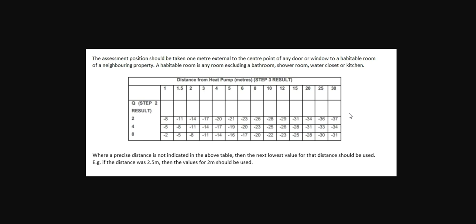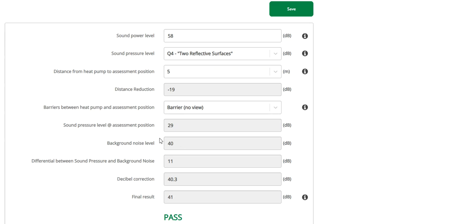So once you've got that measurement, it'll then combine your Q value with the distance from the heat pump. So say you had Q4 at a distance of 5 metres, and it will apply minus 19 to your calculation. So you can see here, Q4, distance of 5 metres, it's automatically put that value in there.